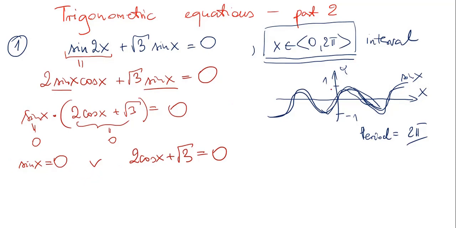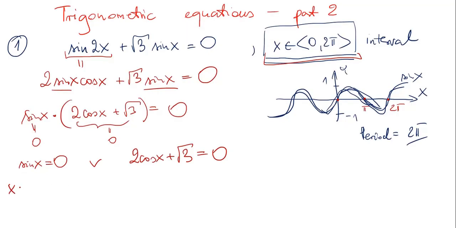So let's look at sine x. We have here my lovely drawing of sine x, so we can easily see that sine x equals 0 for 0. Then we go here and we have it for pi, and then for 2 pi, right? And because we have this interval, then of course we will have these three answers. So x belongs to the set 0, pi, 2 pi. So that's the first equation.